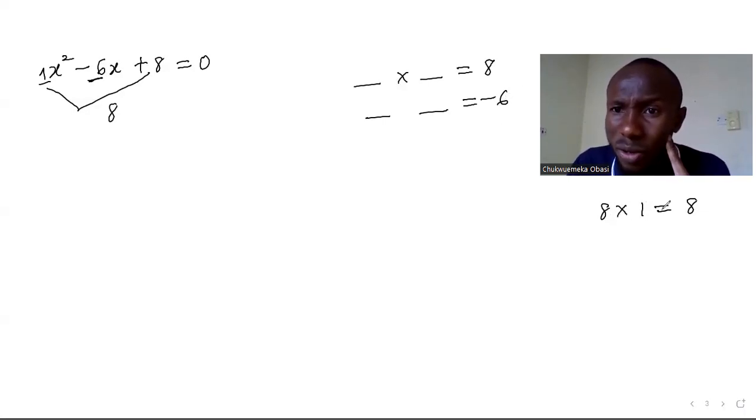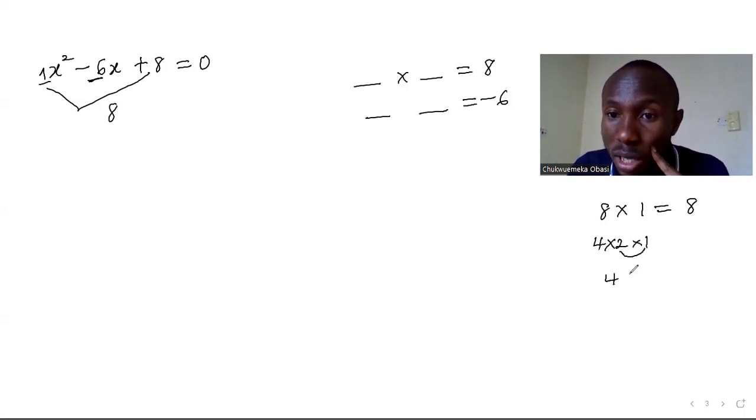So I'll need to look for another number that can multiply to get 8. What I do here is that I can divide this 8 by 2. This 8 is divisible by 2, right? If I divide 8 by 2, I'll get 4. So that means 8 can be written as 4 times 2, right? Then times 1. So I'll combine these two together.